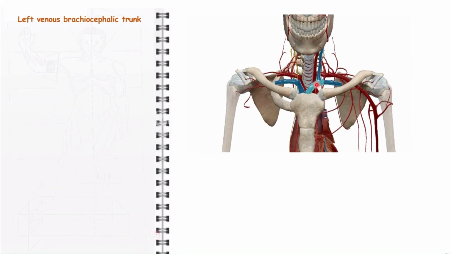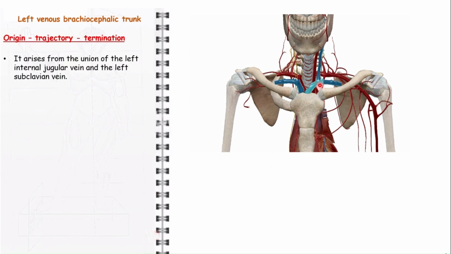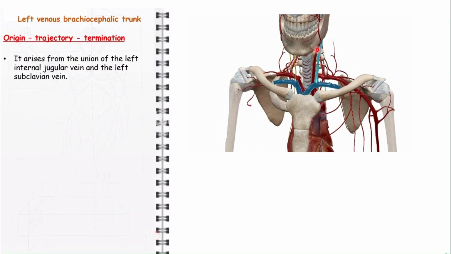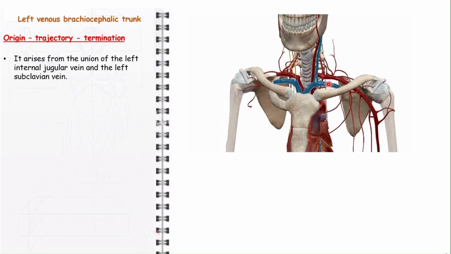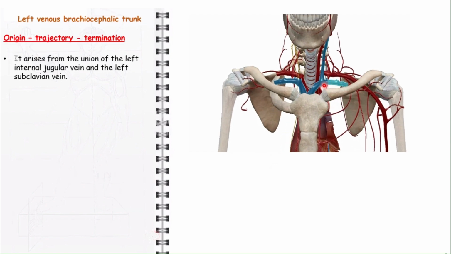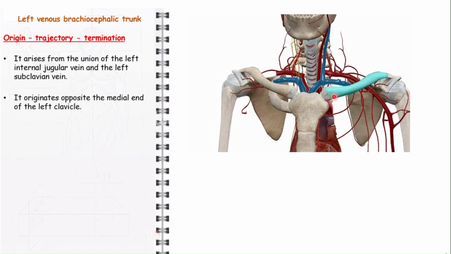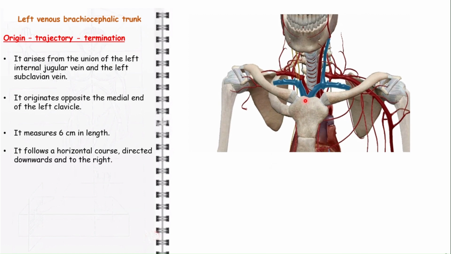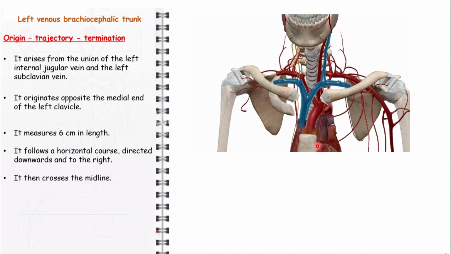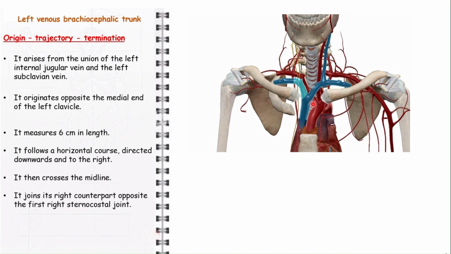Let's move to the left venous brachiocephalic trunk. It arises from the union of the left internal jugular vein and the left subclavian vein. It originates opposite the medial end of the left clavicle. It measures 6 centimeters in length and follows a horizontal course, directed downwards and to the right. Then it crosses the midline. It joins its right counterpart opposite the first right sternocostal joint.